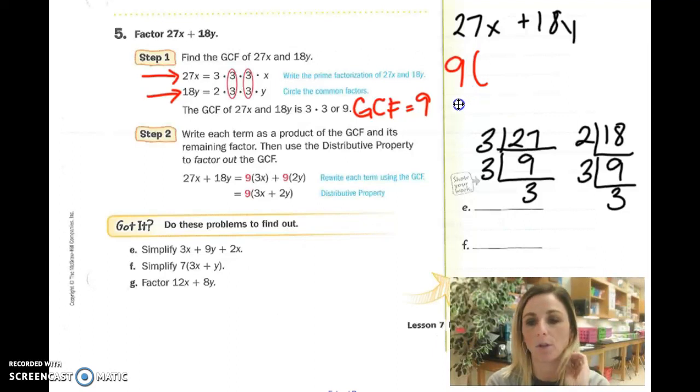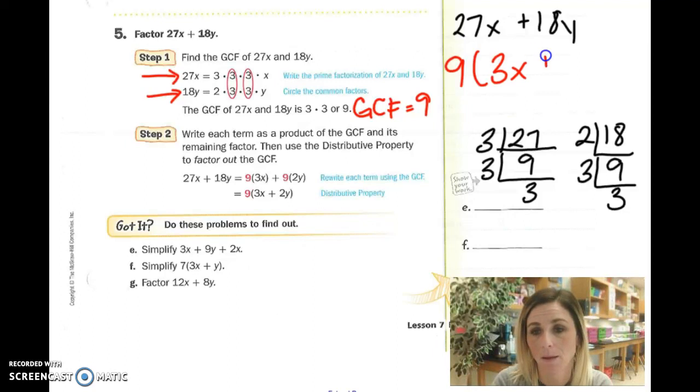This is where a lot of people are making mistakes and not realizing what you're doing. That greatest common factor, when you are factoring, it goes on the outside. So what am I left with? With my 27, I'm left with 3x plus, what am I left with on my 18? Plus my 2y.